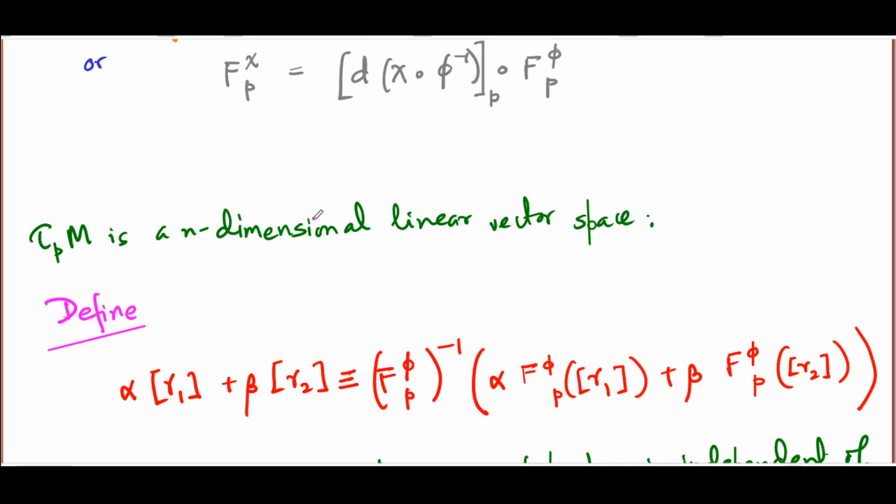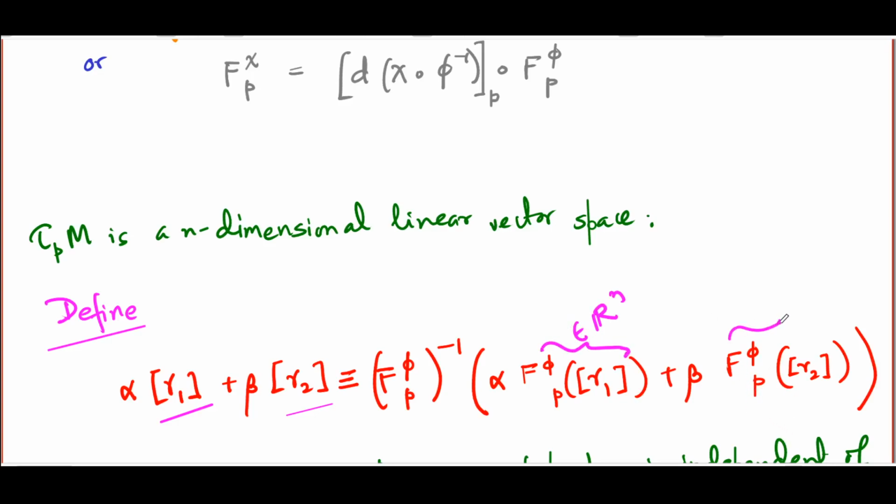And that actually helps us to prove that tau pm is an n-dimensional linear vector space. And the way to prove that would be to first make a beginning by defining how to linearly combine equivalence classes. Now, this rule for linear combination of equivalence classes that you can see here may seem a bit complicated, but it really isn't so. What it tells you is that if you want to combine the equivalence class of the curve gamma 1 with an equivalence class of curve gamma 2 with alpha and beta as real coefficients, then what you would first do is apply f phi p to take gamma 1 to a member of Rn.